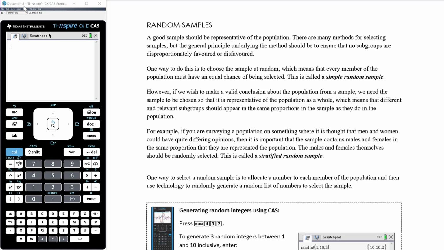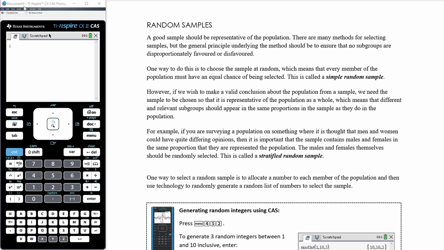However, sometimes just a simple random sample, just randomly selecting from the entire population, is not ideal either. So if we wish to make a valid conclusion about the population from a sample, we need the sample to be chosen so that it is representative of the population as a whole, which means that different and relevant subgroups should appear in the same proportions in the sample as they do in the population.